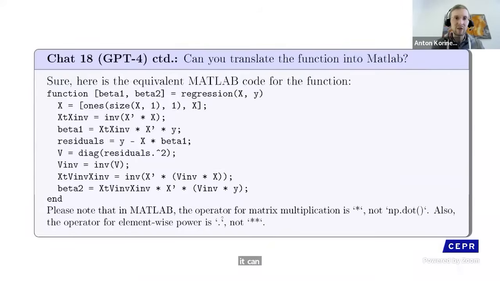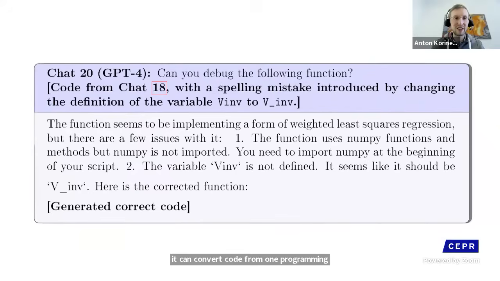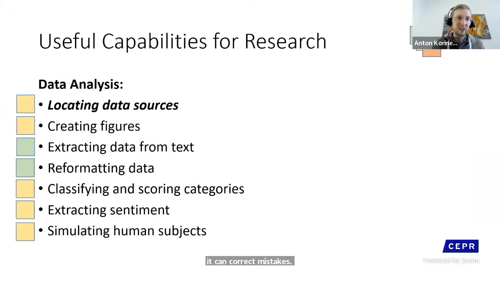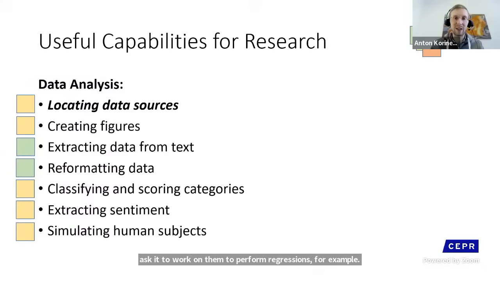It can convert code from one programming language into another. It can correct mistakes and can do lots of things for coding. Similar for data analysis, it can suggest data sources, it can create figures for you. You can upload spreadsheets and ask it to work on them, to perform regressions, for example. And it can even simulate human experimental subjects.